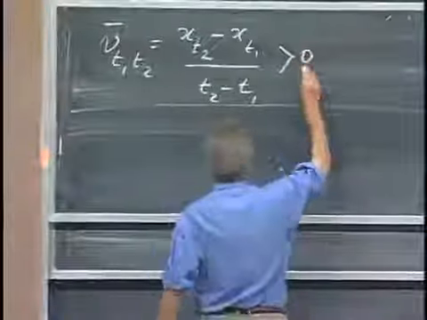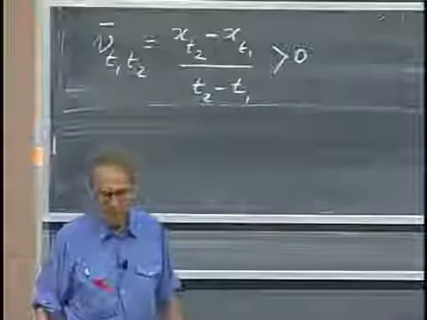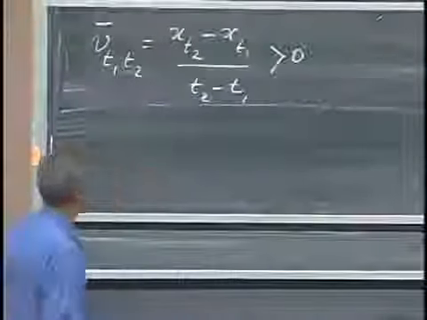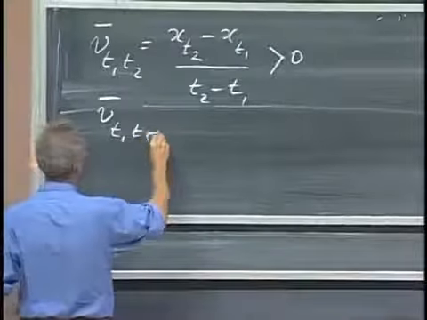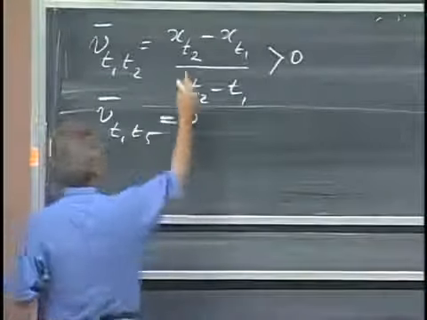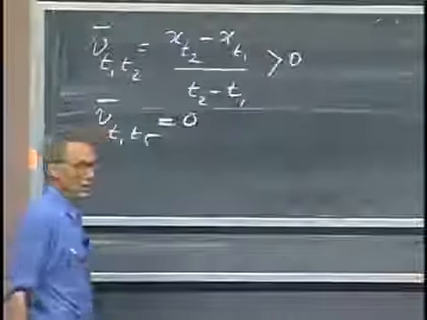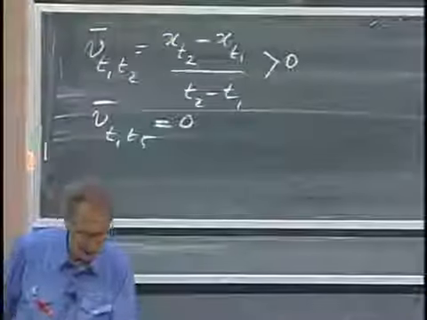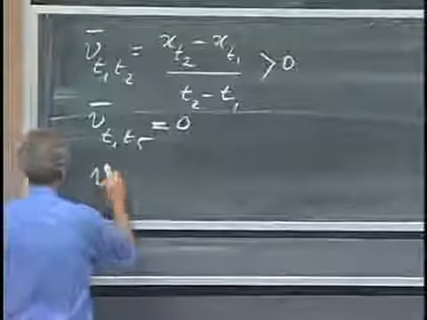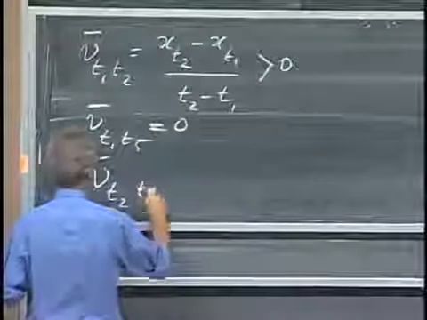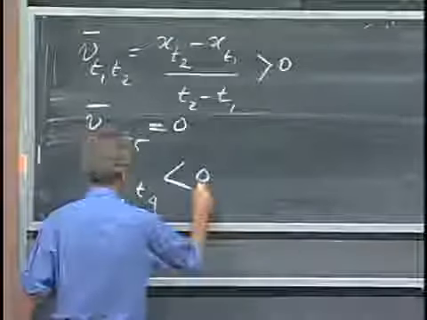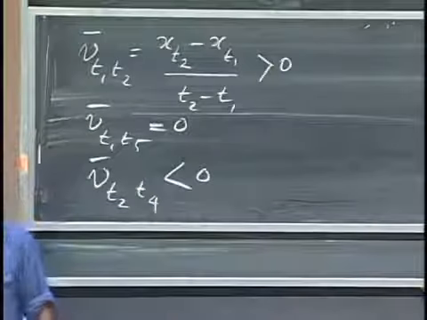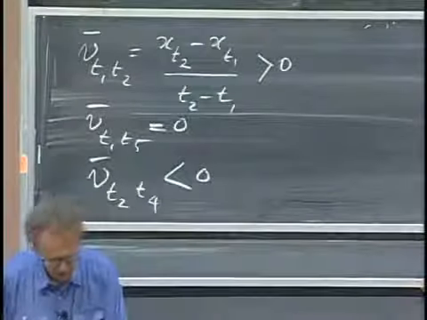In our case, because of the way that I defined the increasing value of x, this is larger than 0. However, if I take the average velocity between t1 and t5, that would be 0 because they are at the same position. So the upstairs is 0. If I had chosen t4 and t2, average velocity between time t2 and t4, you would have seen that that is negative because the upstairs is negative.